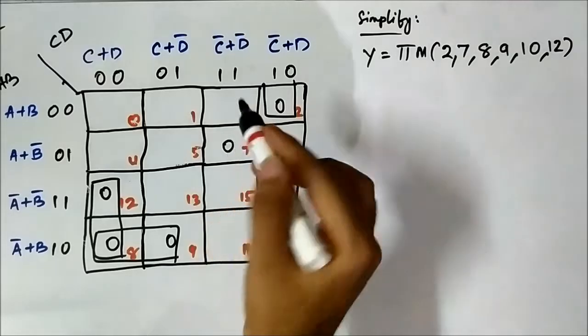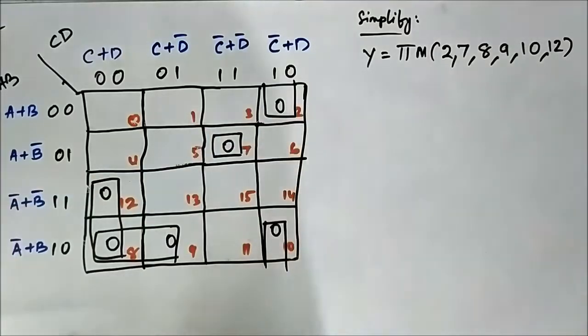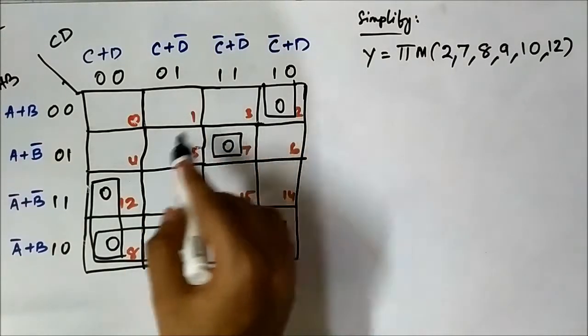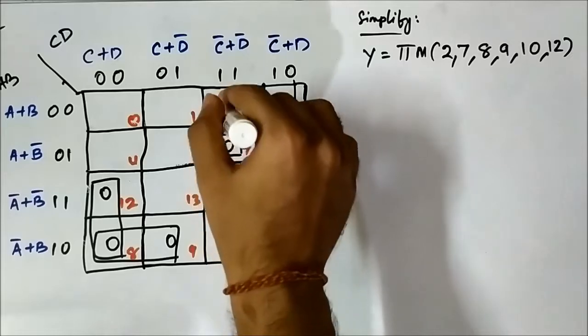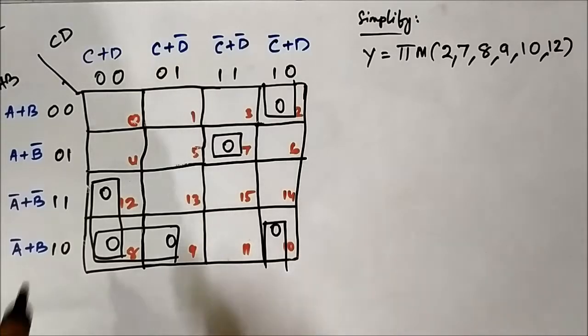Now 7 cell, it will be a single element group because it has no adjacent marked cell either sidewise or above it or below it. Okay, so total 3 pairs and 1 single element group. So now we have to identify the common variables, so we will do it directly.